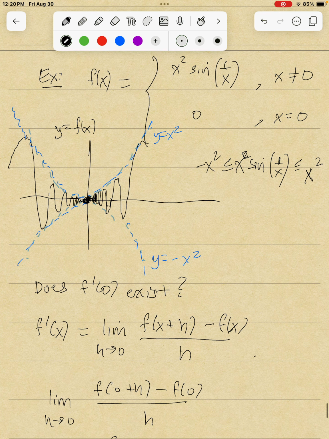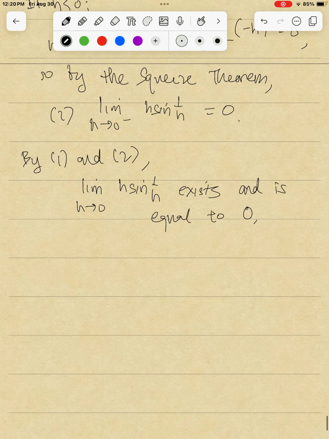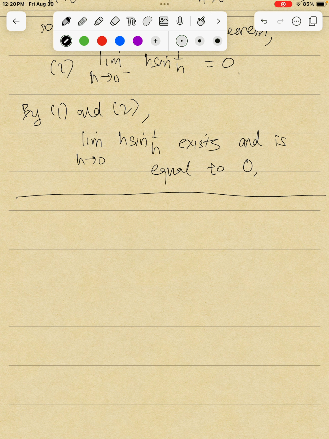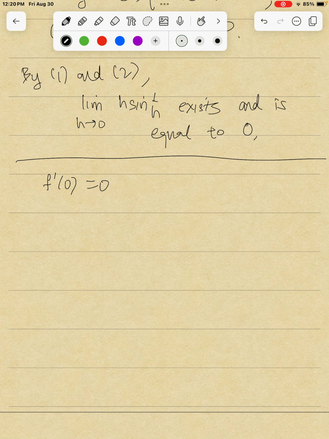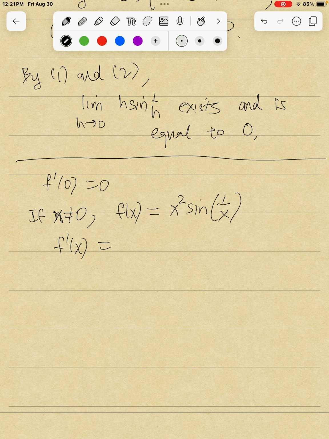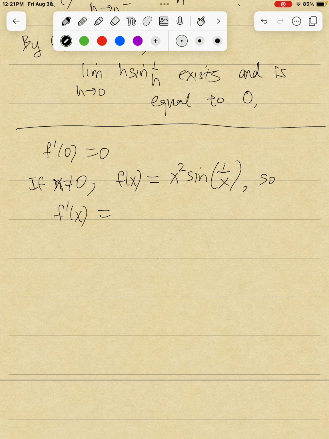Now let's look at the derivative of this function. So we know that f prime of 0 is 0. What about f prime of anything that's not 0? Well, in that case, we can use the function x squared sine of 1 over x. So if x is not 0, f of x is just x squared sine of 1 over x. And so what's the derivative?